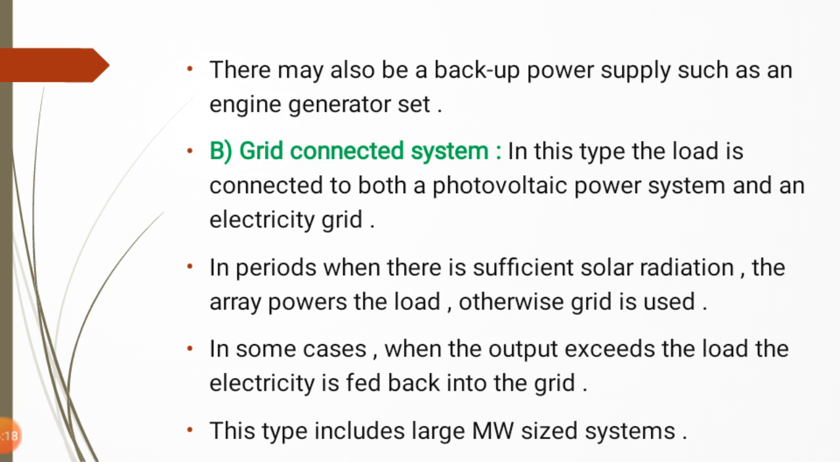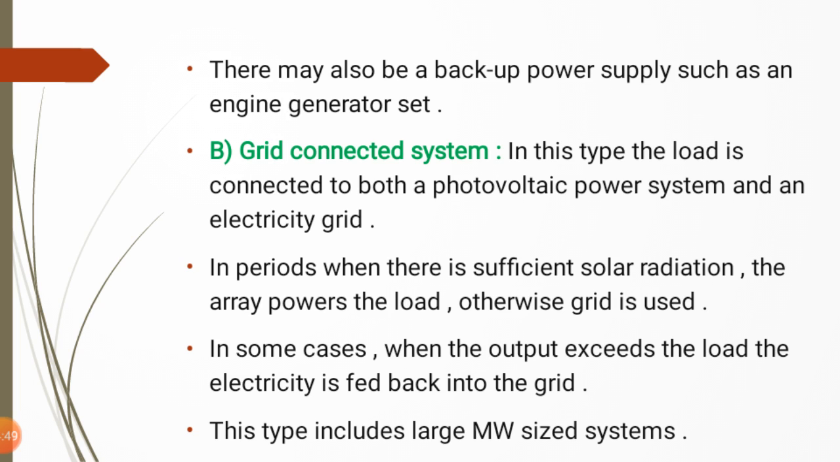The second type is the grid connected system. In this type, the load is connected to both the photovoltaic power system and an electricity grid. The electricity grid is also called the power grid, which is the long network of electricity that provides or delivers electricity to users or consumers.